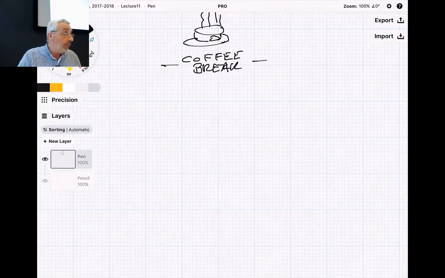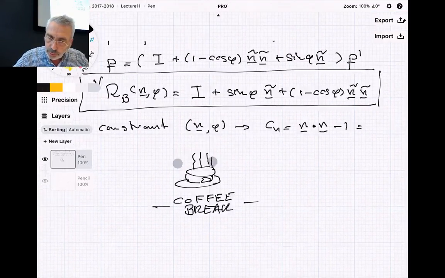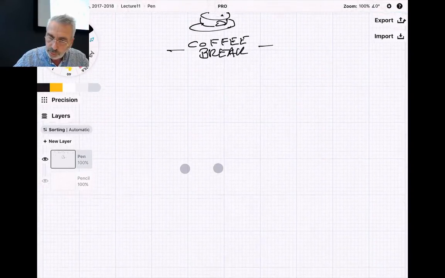Before the coffee break, we finalized by presenting the rotation matrix with the axis angle parameters, and I discussed a little bit the problem with axis and angle and different physical dimensions. And actually, let's repeat the equation. Well, I can write it again.